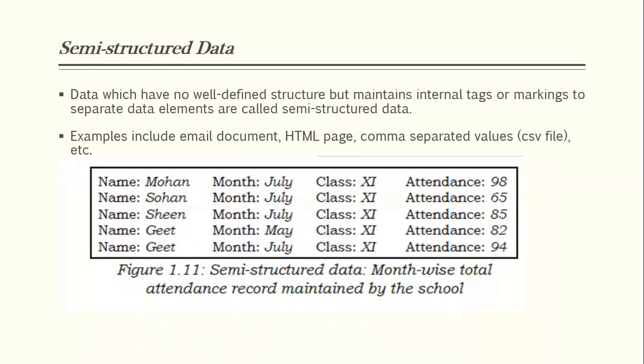And semi-structured data is the one in which there is no well defined or strict structure maintained. But there is something called tags. A tag normally prefixes all the data. So possibly you can have name, month, class, attendance, and the other record can be attendance, class, name, month. But the label, month, name, class is always specified. So examples of semi-structured data are HTML pages or CSV files.